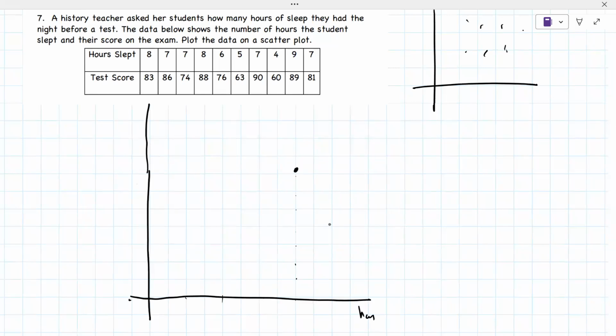Then you just kind of offset there, like so: 7 and 86, 7 and 74, 8 and 88, 6 and 76, 5 and 63, 7 and 90, and so on here. I may have skipped a few. 4 and 60, 9 and 89. So are you seeing any sort of trend here? Do you think the trend is positive or negative? Positive. Yes.